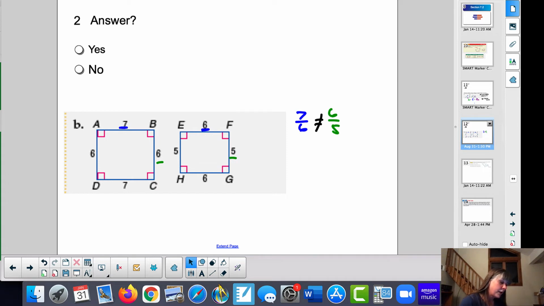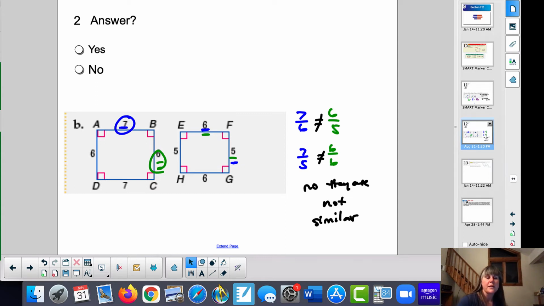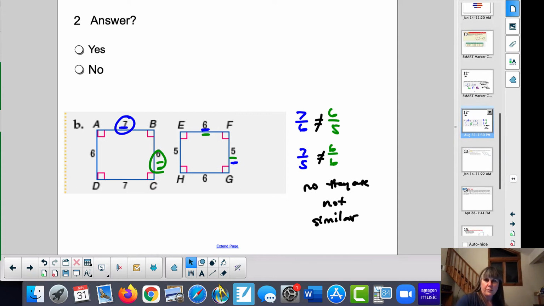But it could be that it's the other way around. That 7 from this side corresponds to the 5 here, and 6 from this side corresponds to the 6 here. I don't know which ones are supposed to be corresponding sides, so I have to check both possibilities. But neither one gives me congruent fractions, so no, these rectangles are not similar. Even though all the corresponding angles are congruent, the sides don't make equal ratios.